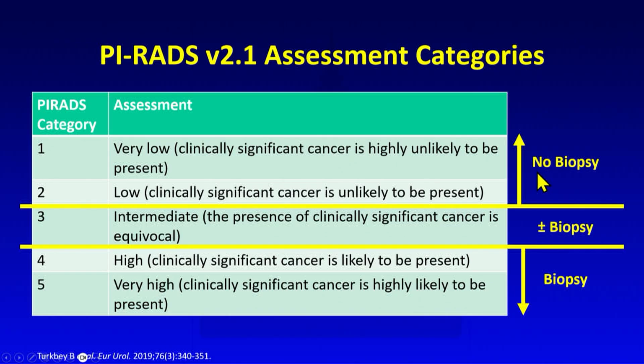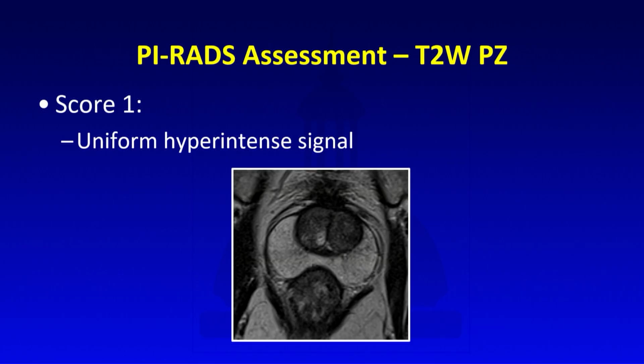There's some question with the PI-RADS 3 whether or not they really need to be biopsied. At our institution, they all get biopsied. So basically all the 3s, 4s, and 5s will get biopsy at our institution. Now let's go through bit by bit, starting with the T2 signal in the peripheral zone to go through that lexicon of what we're looking for.